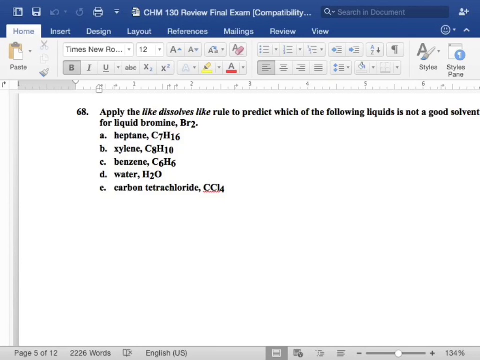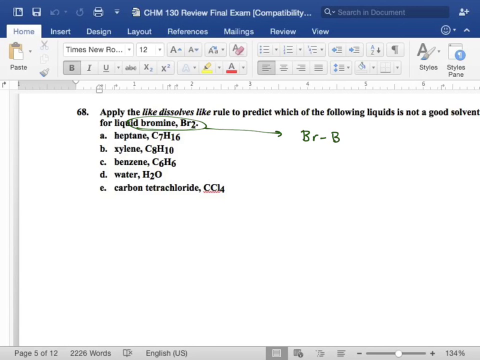Almost identical. Apply the like dissolves like rule. If this showed up on the exam, I'd already written that information, so I'd probably pull out question 66 so I could look at that information at the same time, because I've already done the work. I'm just applying that work a second time. Okay. What things changed about this one, though? It's not water anymore. It's bromine.